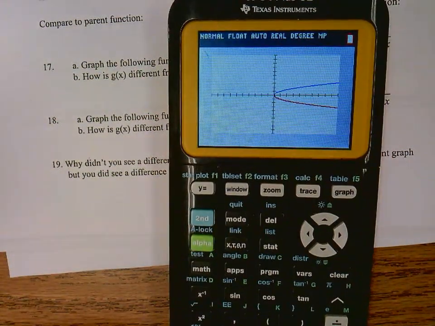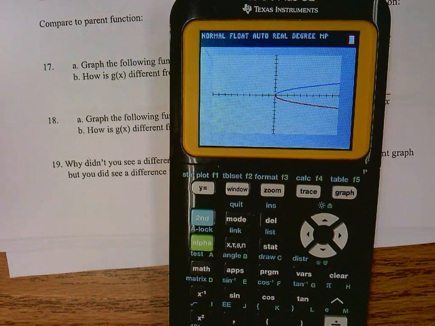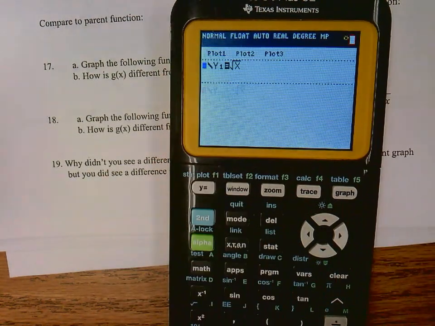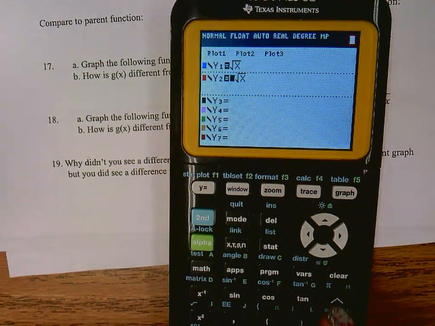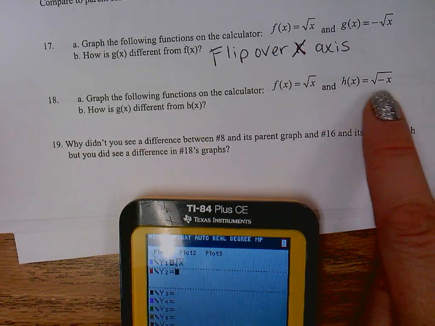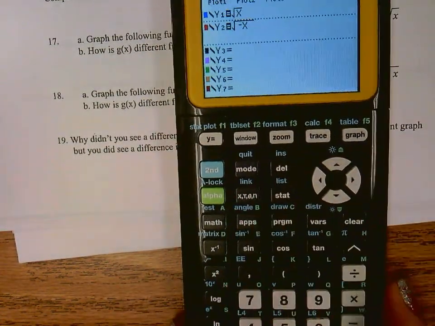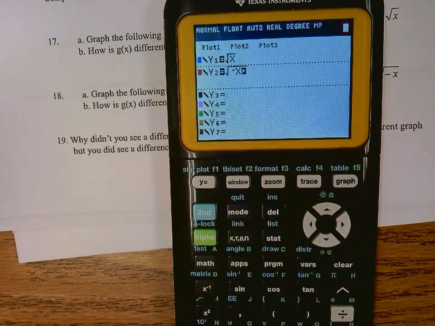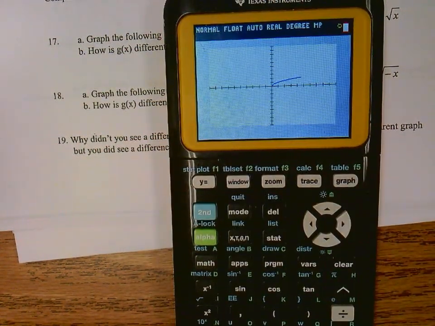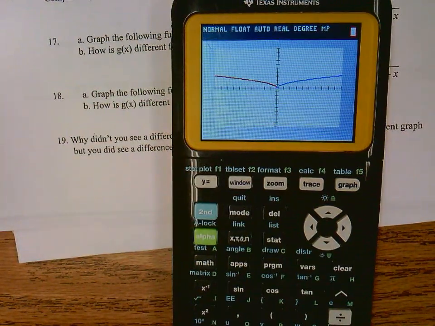Now I'd like you to look at 18 and see what you think happens in 18. So I can just go back. I'm going to keep the first equation the same. And in the second equation, I'm typing in the square root of negative x. Then hit graph. This time it should be flipped over the y-axis. So see how the blue curve, if you folded it this way, is reflected over the y-axis.